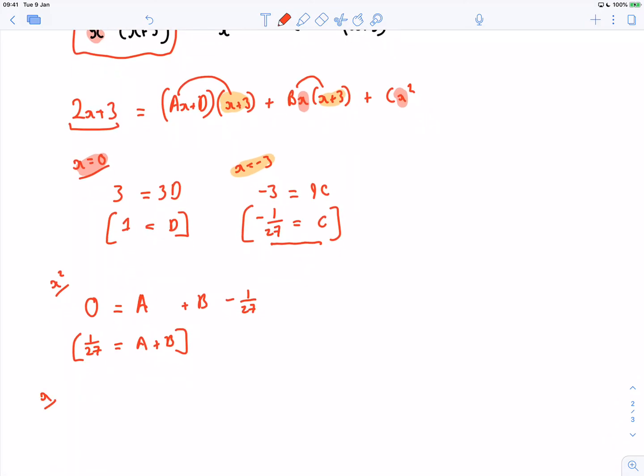Next, let's look at the x's. Well, if I expand this carefully, I'm going to have ax times 3, which is 3ax. I'm going to have a d times x, so plus dx.